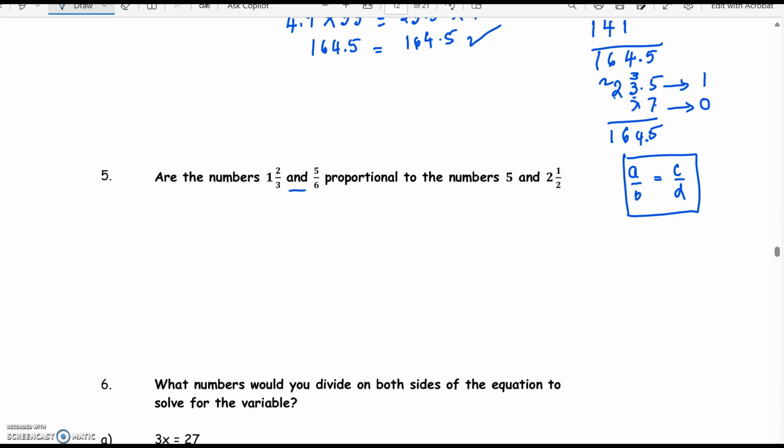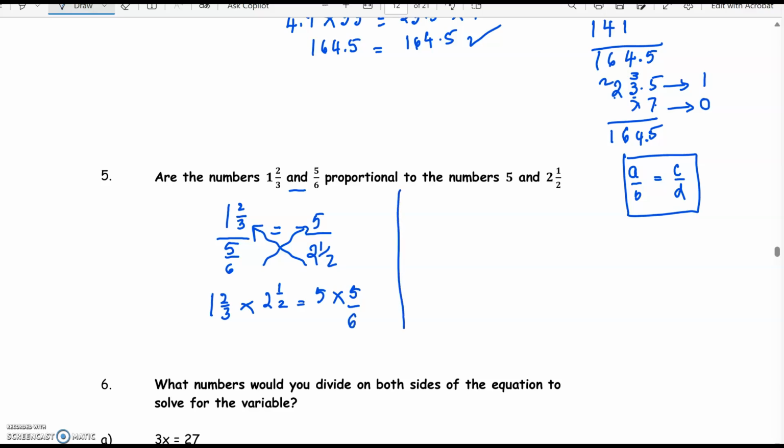So let's set up the proportion first in the exact order that it's given. 1 2/3 is to 5/6 as 5 is to 2.5. Now, how do we check if this is a valid proportion? We could cross multiply, and when we cross multiply, we get 1 2/3 times 2.5 equals 5 times 5/6.